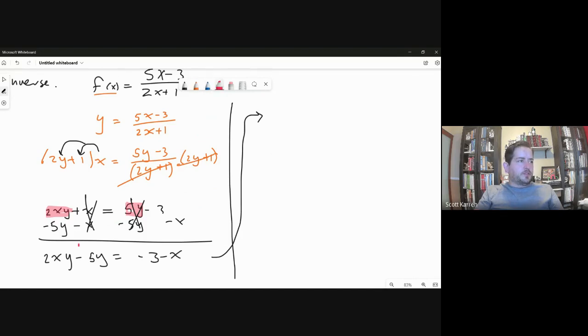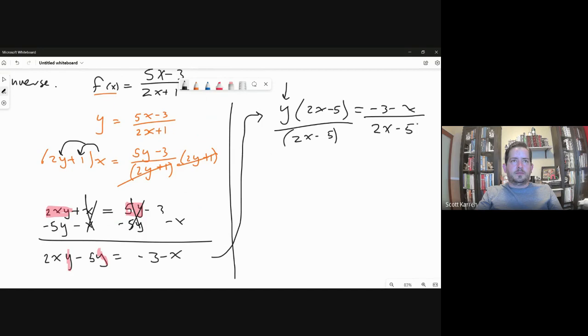In both of these terms, I've got a y. That means I can factor that y out. And so I'll pull it out, y, put it on the left. Now that leaves me with 2x minus 5 equals negative 3 minus x. And now we just have this one y. I need to solve for it, and that's easily done by just dividing by the other factor of 2x minus 5. It cancels on the left. I've isolated my y, so y equals negative 3 minus x over 2x minus 5.